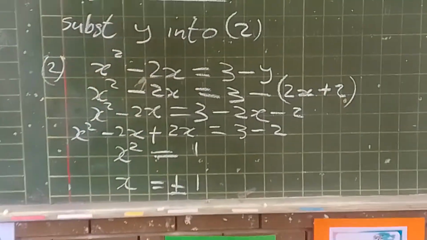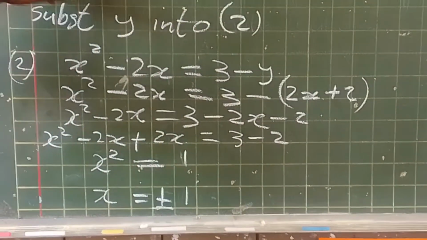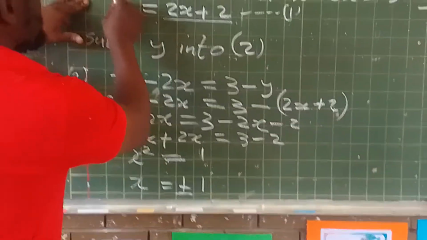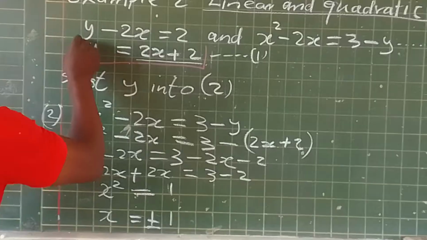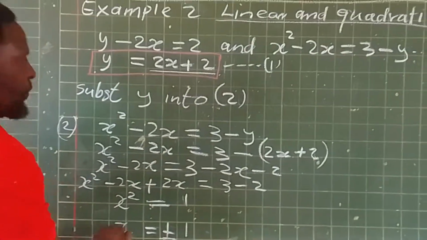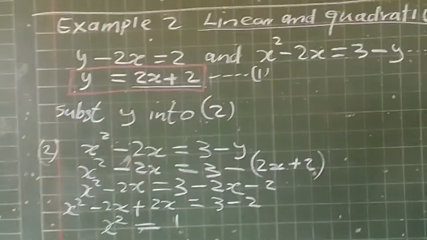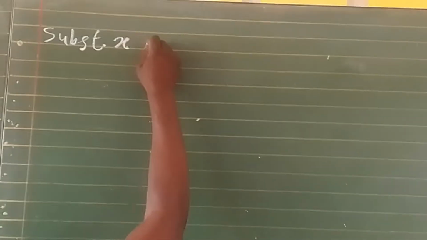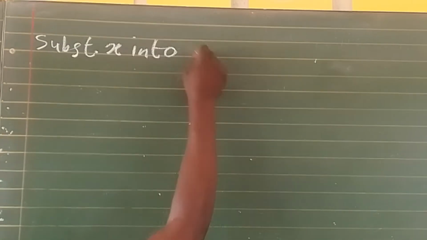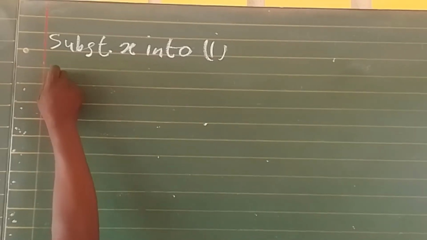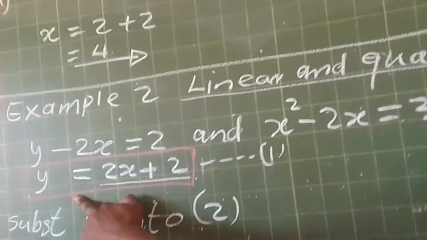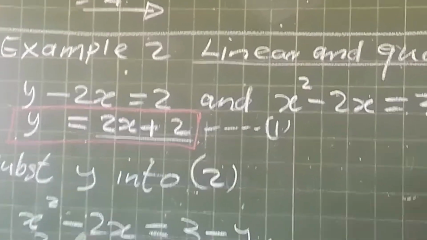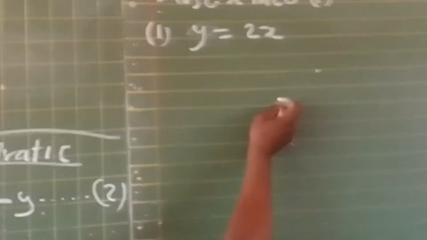Now we are going to substitute this value of x into this equation. The most important equation, the simplest one, is this one. We're going to use this one because it's the simplest and convenient for us. Now you substitute x into equation 1. Your equation 1 states y is equal to 2x plus 2.